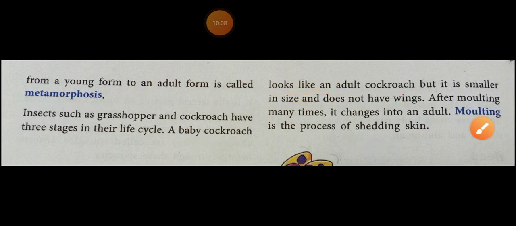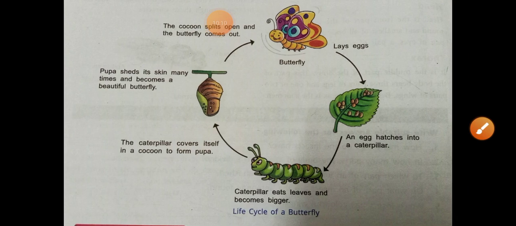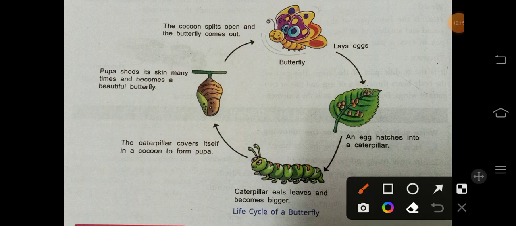Okay, next, this is the life cycle of a butterfly. As you know, first the adult butterfly lays eggs on the leaves. From the egg the baby butterfly, called a caterpillar, comes out, eats the leaves, and becomes bigger in size. Next the caterpillar covers itself. Here you can see the cocoon, the protective layer, and inside it the caterpillar is there.